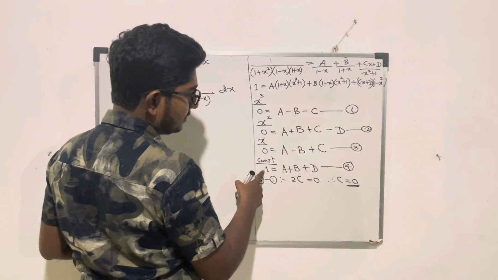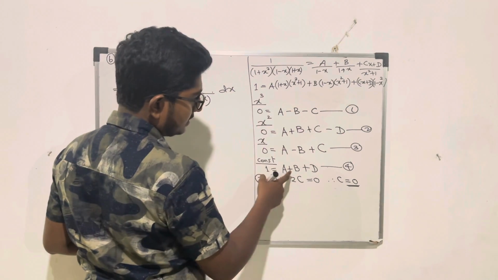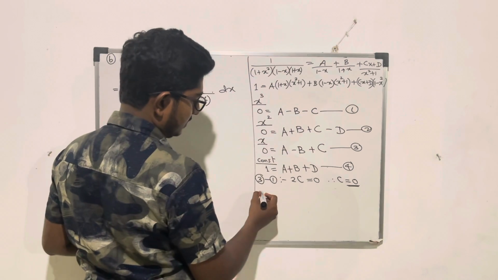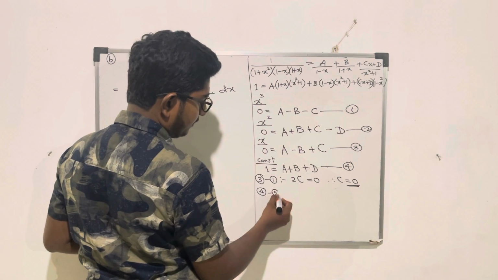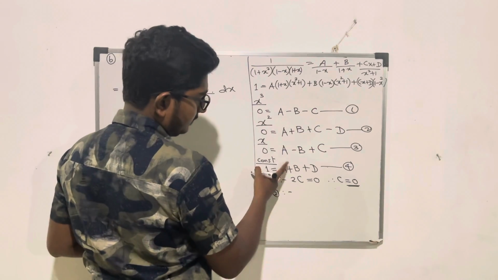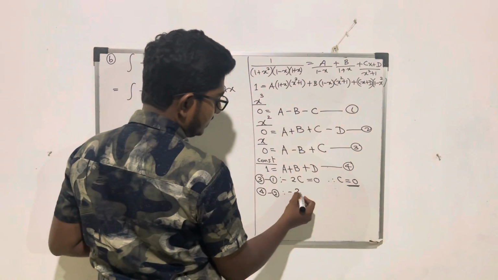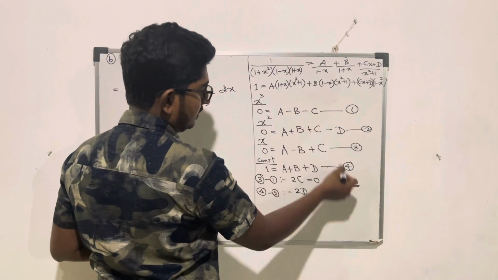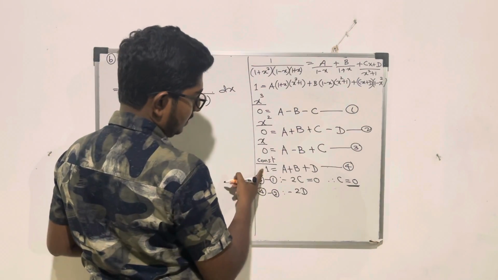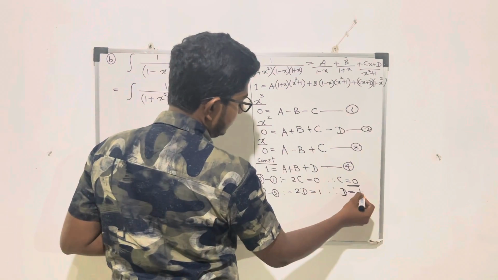Then I can use equations 4 and 2. A minus a gets cancelled, b minus b gets cancelled. So I am going to subtract 4 and 2. A gets cancelled, d minus d becomes 2d. We can neglect c because it is 0. And 1 minus 0 is 1. Therefore our answer d is half.